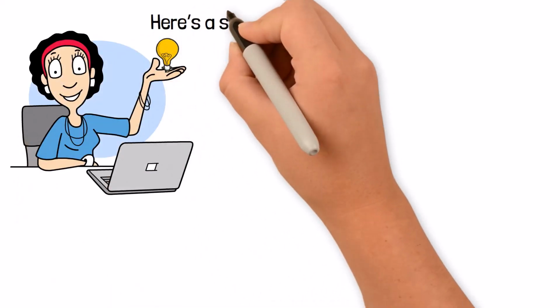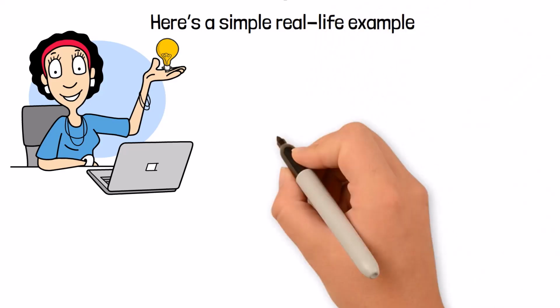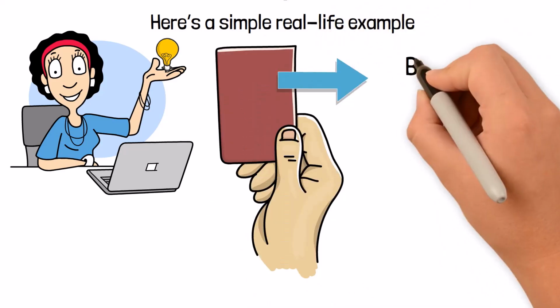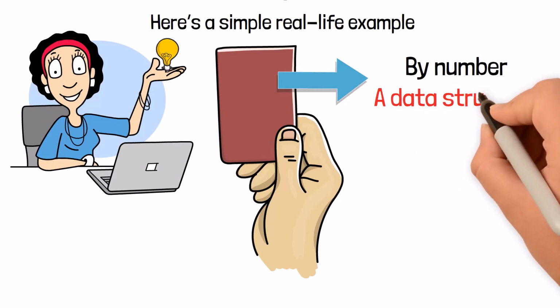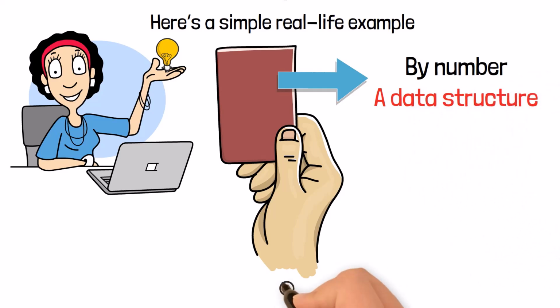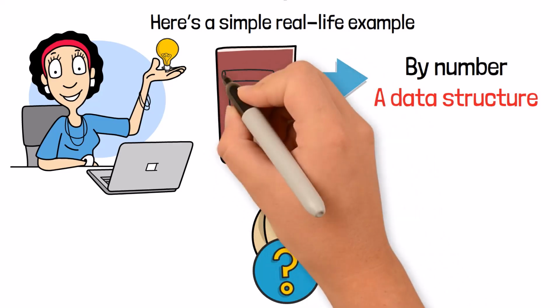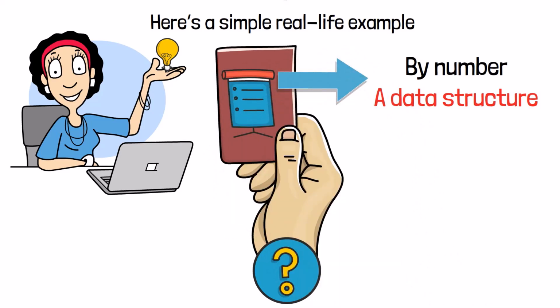Here's a simple real-life example. Let's say you're organizing your Pokemon cards. You could arrange them by number. It's a data structure, maybe a sorted list. And when your friend asks, "Do you have Pikachu?" you use an algorithm to quickly search for Pikachu in the list. Boom, you just used both.